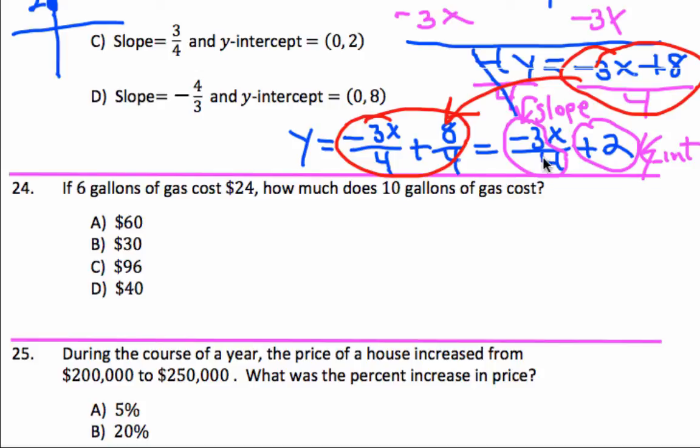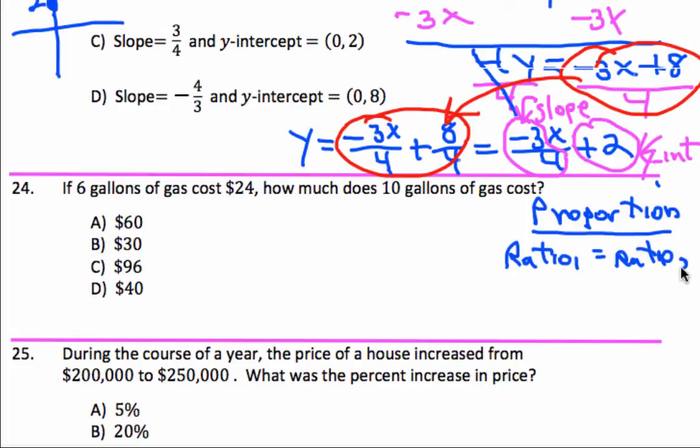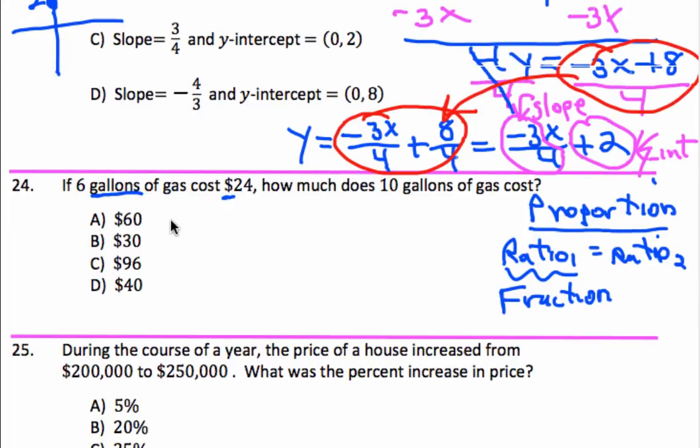Now in problem number 24, you're being tested on your knowledge of proportions. Now a proportion is where you set two ratios equal to each other. A ratio is simply a fancy word for fraction. In a proportion problem, you're given a relationship between two different quantities or values, here gallons and dollars, and once you're given that relationship that 6 gallons costs $24, you're asked to determine how much money 10 gallons costs.